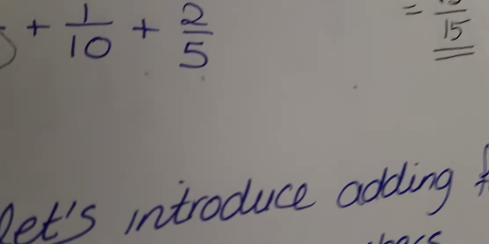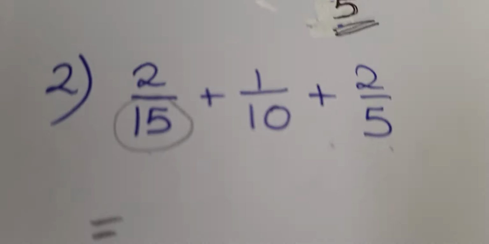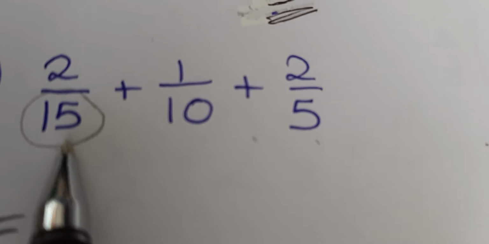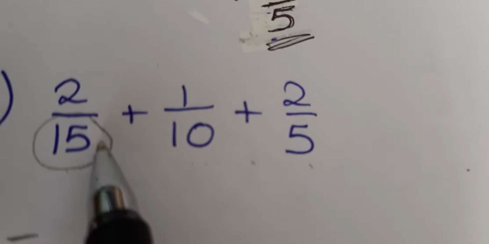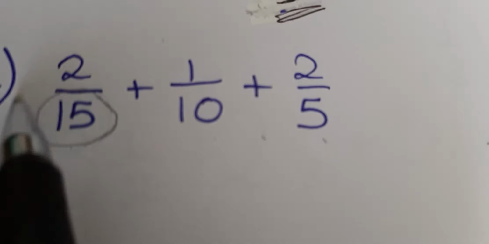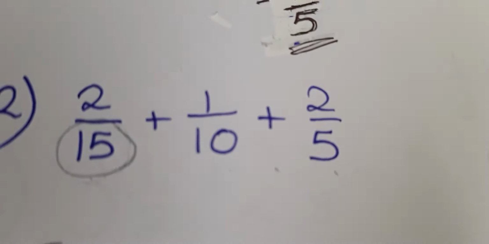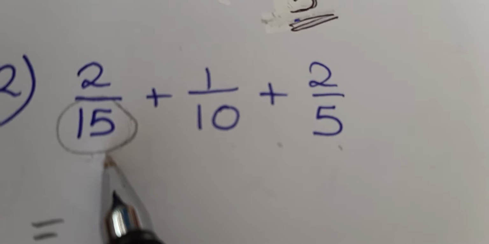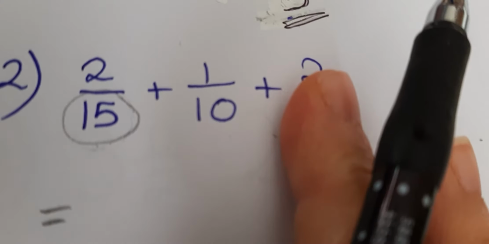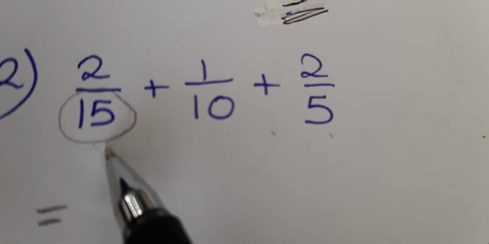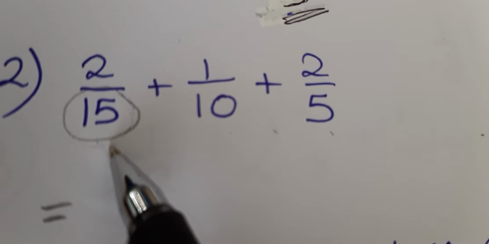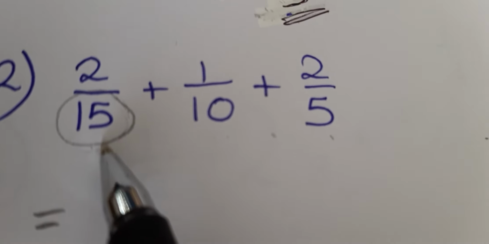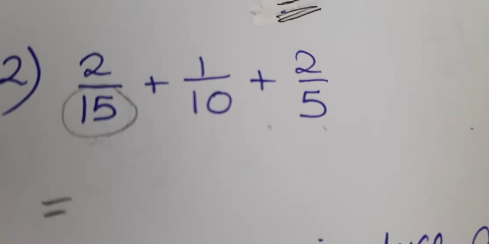Okay, let's do one more example. This one here has 3 different fractions. The biggest denominator is this 15. Does the 5 go into the 15? Yes, it does. That's good. We can ignore the 5, that means. Does 10 go into 15? No, it doesn't. So let's think of multiples of 15 that 10 might go into.